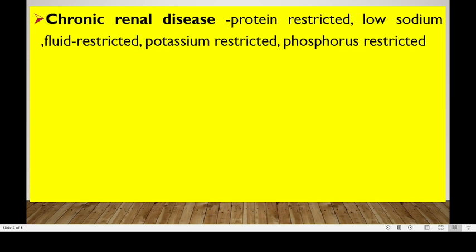Okay. Next is chronic renal failure, chronic disease. We need to put them on protein restricted, low sodium, fluid restricted, potassium restricted, and also phosphorus restricted. Remember, in chronic renal disease, there is over accumulation of wastes, and mostly of them could relate to things like phosphorus. Okay, so you don't need to give them more phosphorus. They already have excess accumulation of this in their system that needs to be excreted.